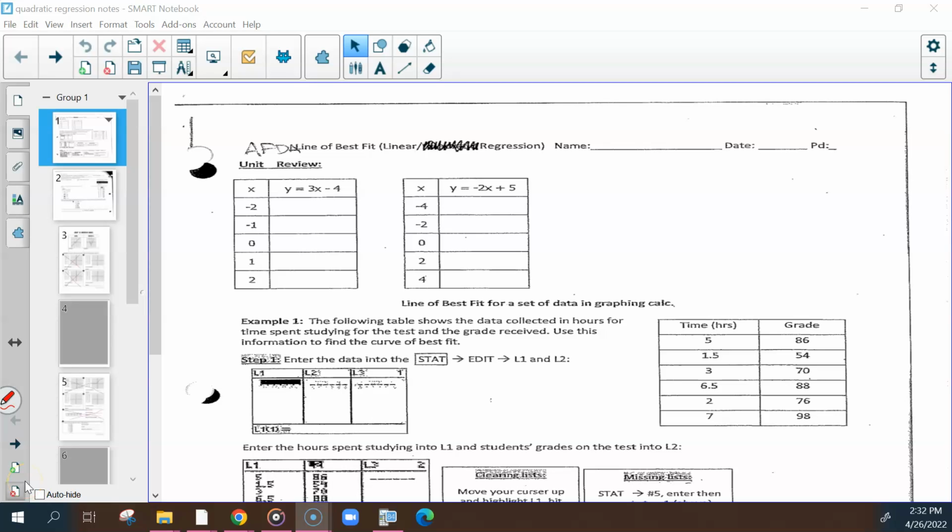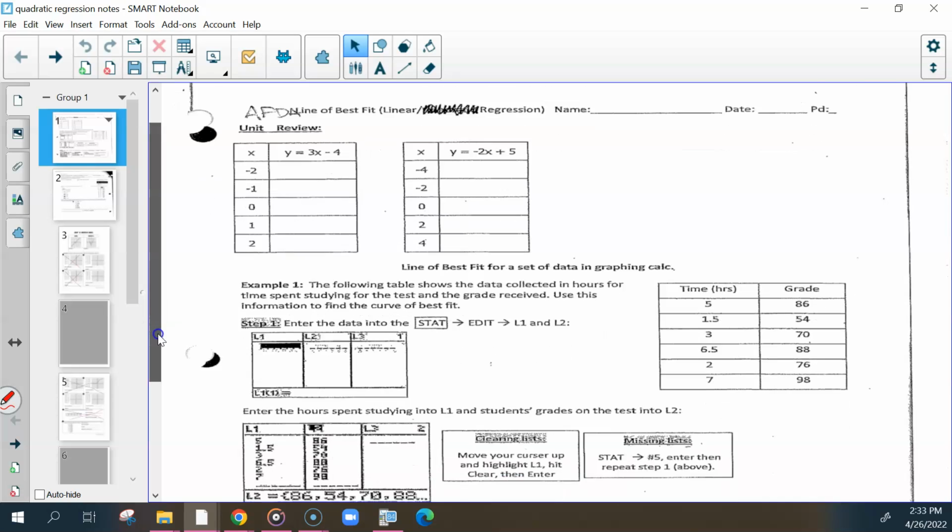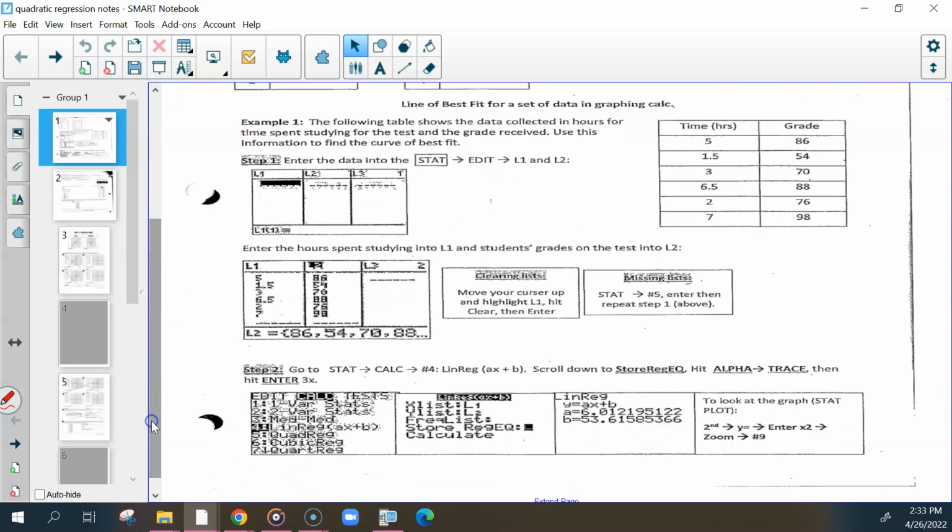Alright, in this video we're going to be talking about quadratic regression. I know before we talked about linear regression or line of best fit. So this is going to be a curve of best fit because, as you may remember, quadratic is a U-shaped parabola. So these notes will look familiar because they do start off the same way. I'm just going to change a couple things.